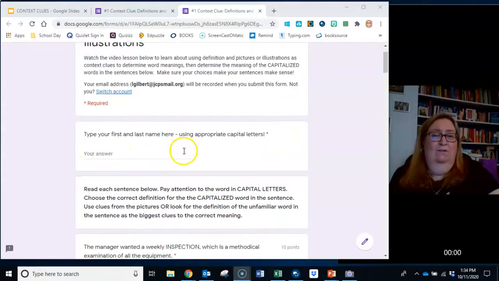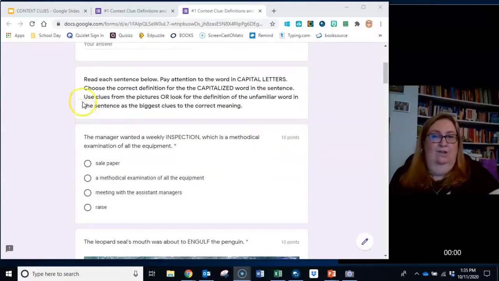First thing you need to do is write your first and last name here. I should not have to say use appropriate capital letters. Your name always begins with a capital letter. Your first name, your middle name, and your last name always begin with capital letters. Please do that. Here are your instructions.